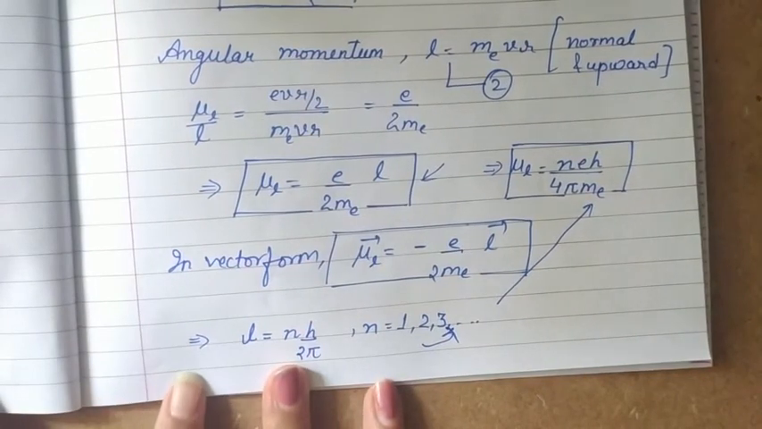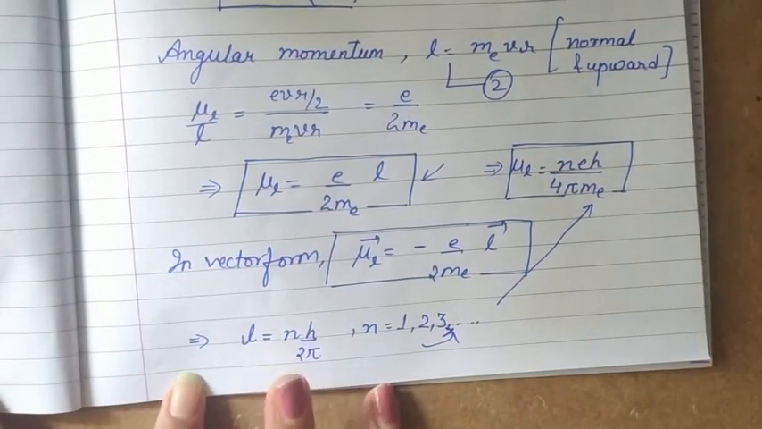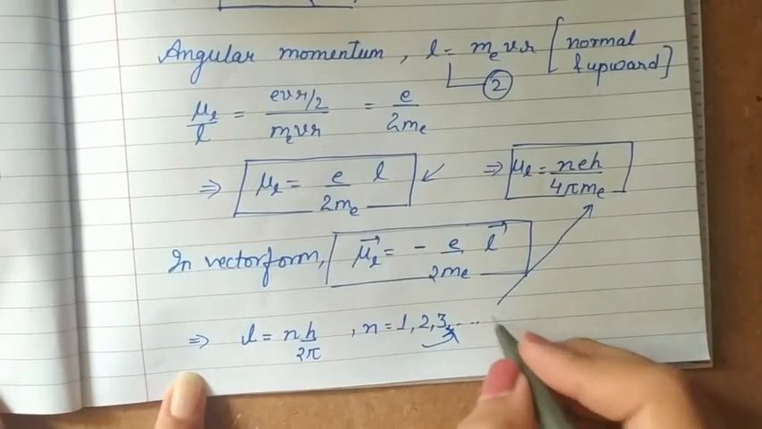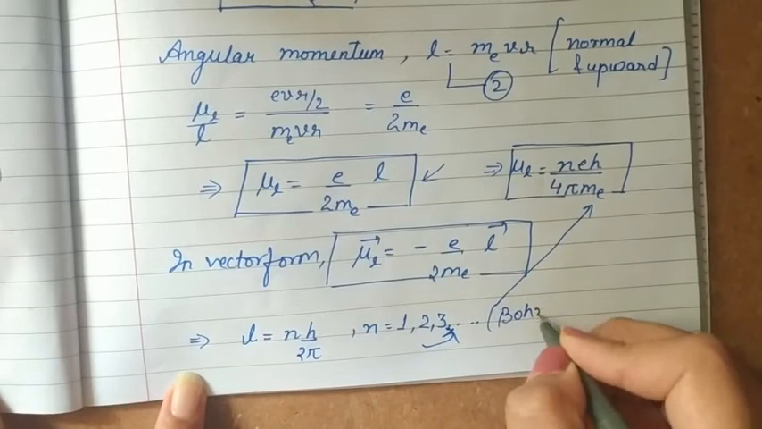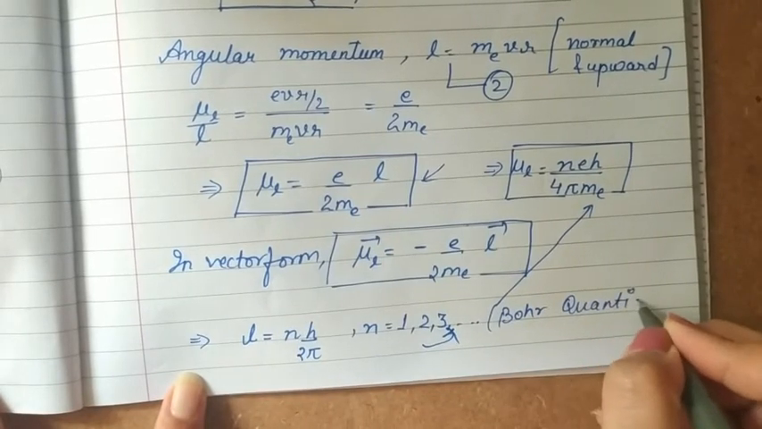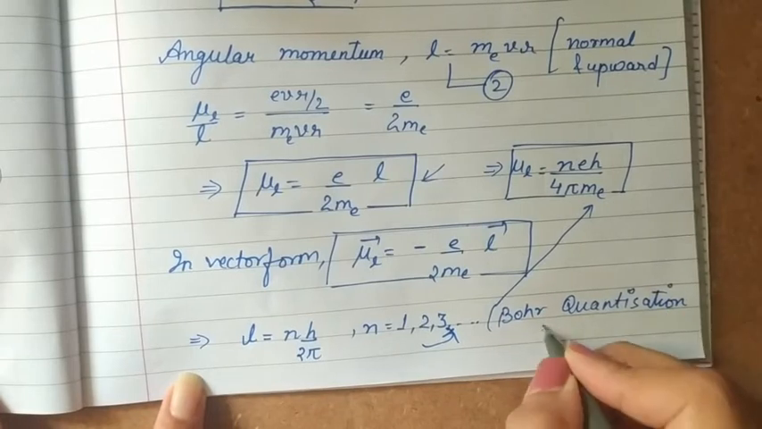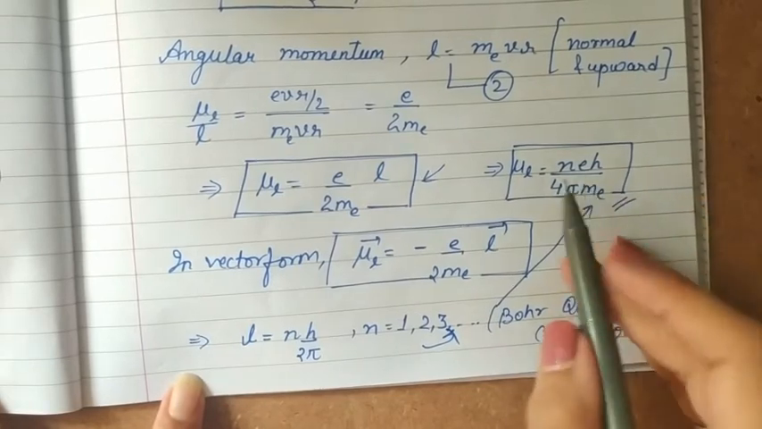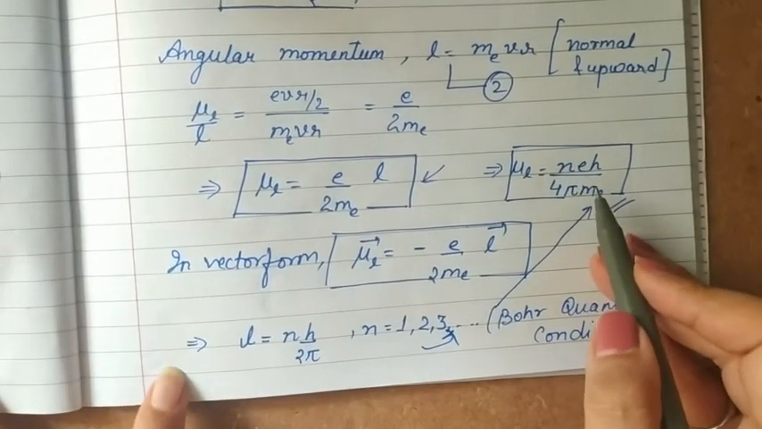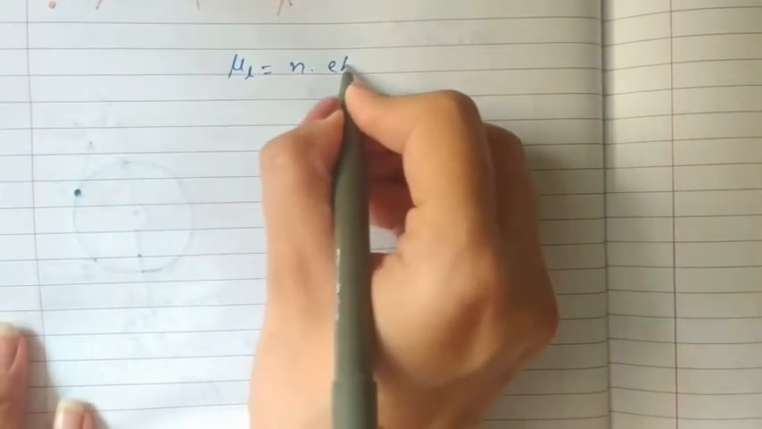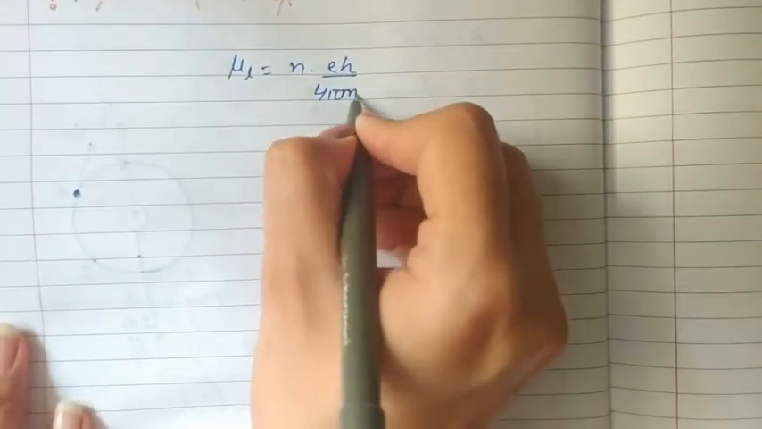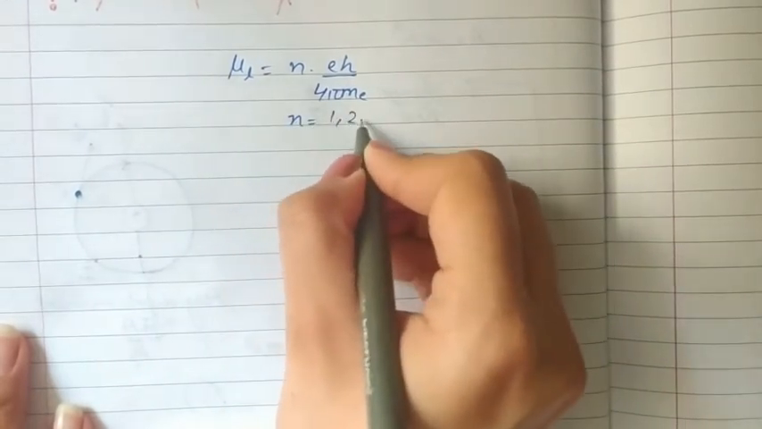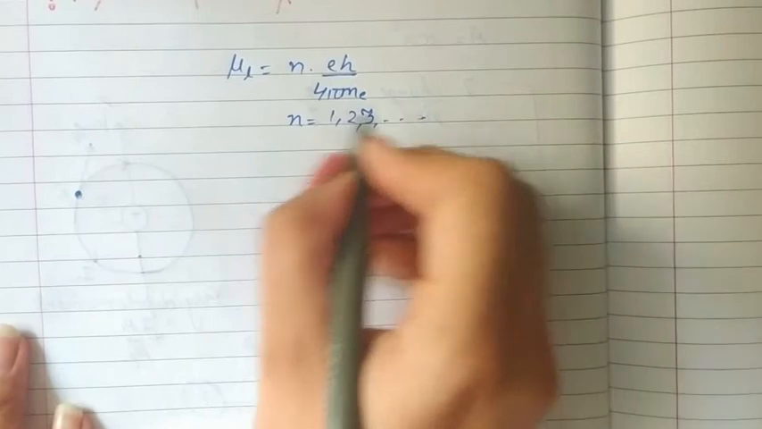And this is the required result. This result that we use is from the Bohr quantization condition, and by applying this we can get mu L is equal to n e h upon 4 pi m e. Now as we know that mu L is equal to n e h upon 4 pi m e, where n is equal to 1, 2, 3 and other integers, these can be the values of n.